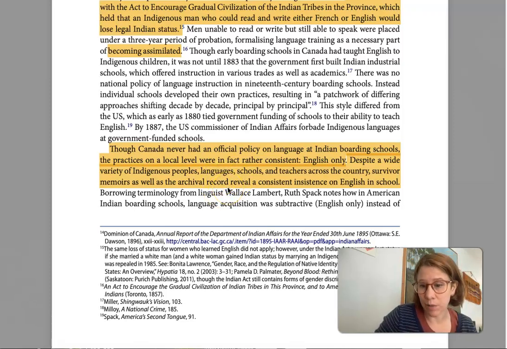And in fact, a lot of the punishments would target students if they were caught whispering in their home languages, or not speaking English in the schoolyard or anything like that.